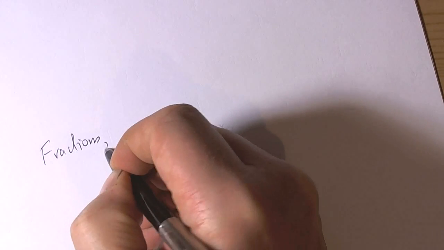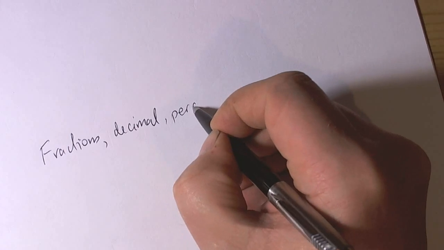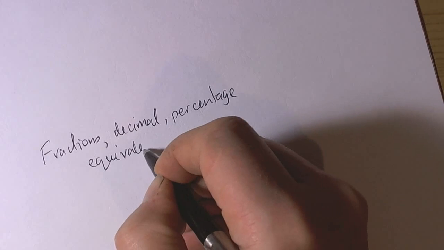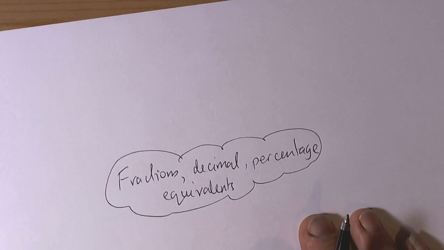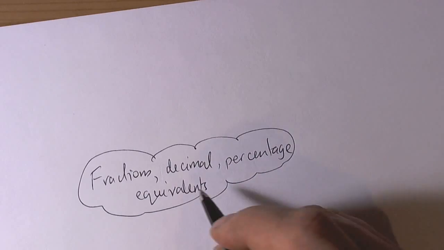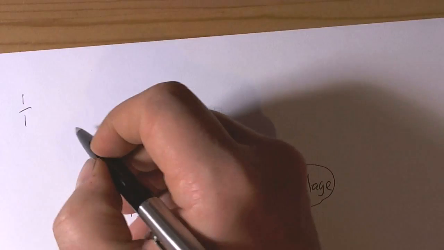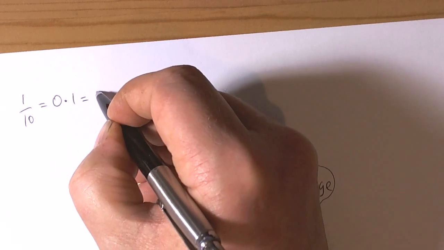Okay, another essential topic for your GCSE exams: fractions, decimal, percentage equivalents. There are certain ones that you need to know off the top of your head for your non-calculator papers. So we need to remember that 1/10 is the same as 0.1 is the same as 10%.